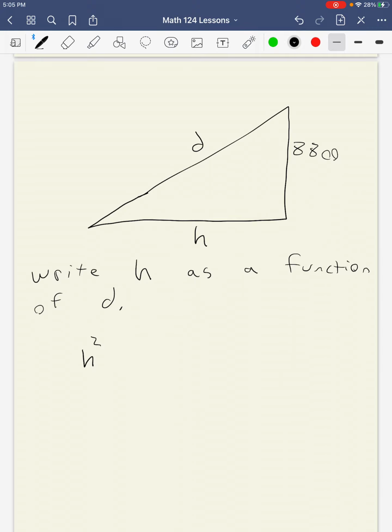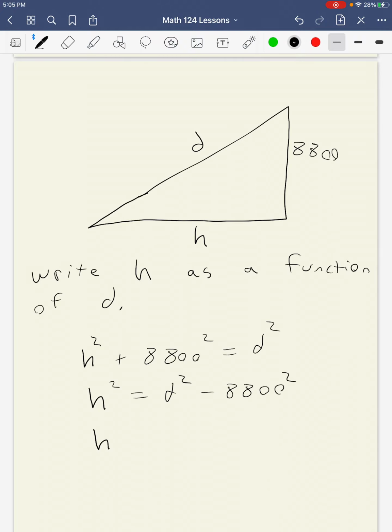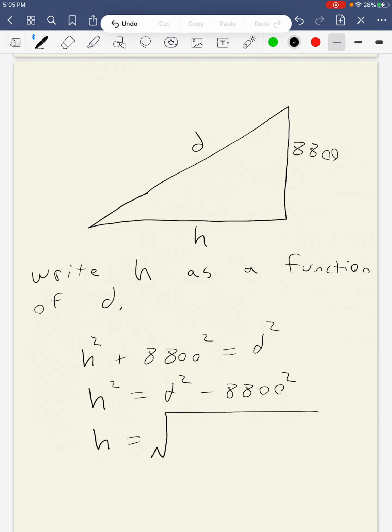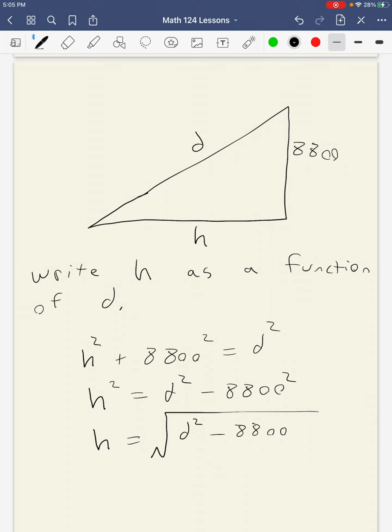First we could notice by the Pythagorean theorem h squared plus 8,800 squared equals d squared, right? And then we just solve for h, so h squared equals d squared minus 8,800 squared, and then take the square root. Okay, there we have it.